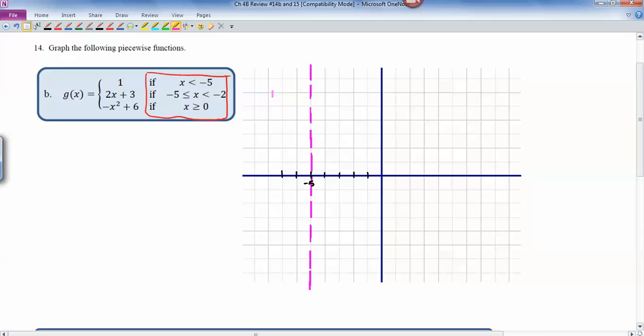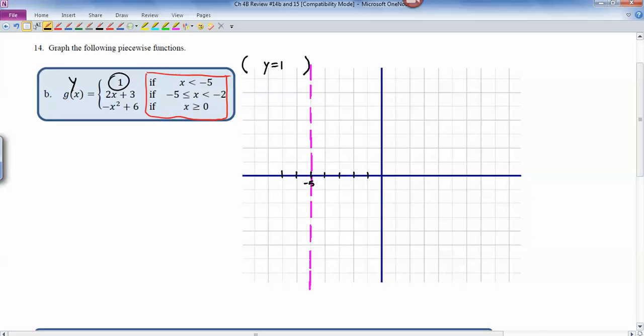So everything less than -5, I want my graph to look like y equals 1. Right? So over on this side of the graph, I want y to equal 1. And I want it to equal 1 up to, but not including when x is -5. So just for my own notation, I'm going to put a little parentheses here to show go right up to -5, but don't include it.